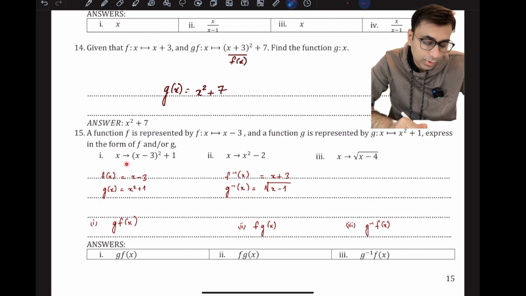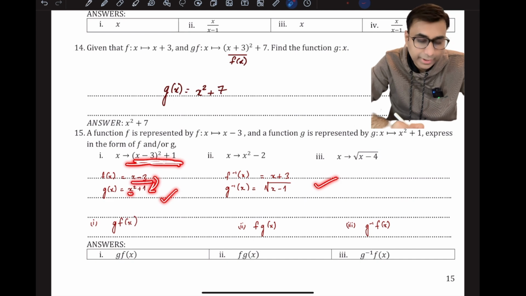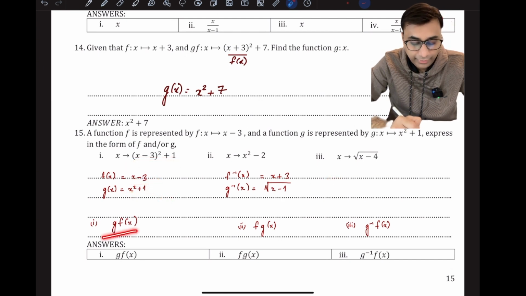So I will see how can I form x minus 3 whole square plus 1 out of these functions. And then I'll be able to see that if in place of x in function g, I replace x by x minus 3, it will become x minus 3 whole square plus 1. So as I said, it's like a bit of trial and error. You try different possibilities and see what suits you best here. So this part 1 is going to be g of x.